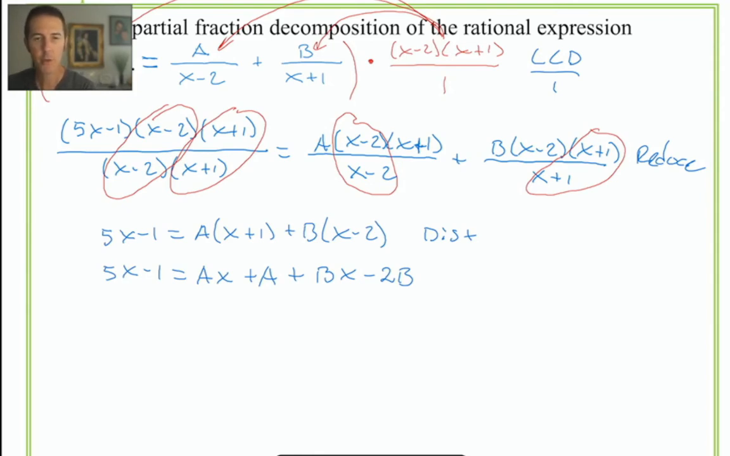The next thing I'm going to do is regroup these a little bit. I'm going to put the terms that have the x variables in them, I'm going to write those first on the right-hand side, and then I'm going to write these constant value terms after that. Let me show you. Left-hand side stays the same.